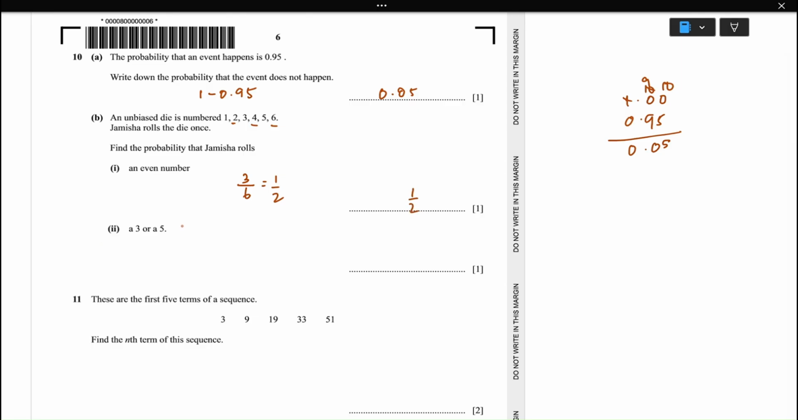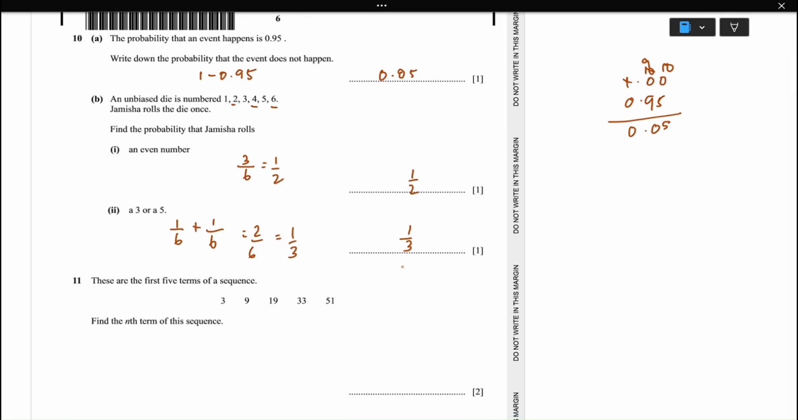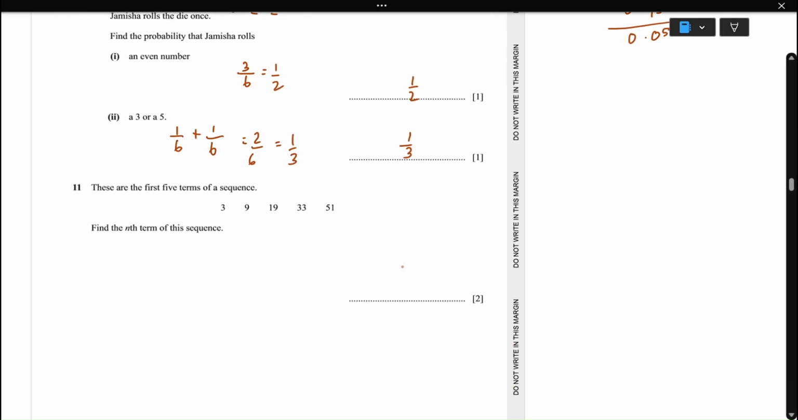Next, a 3 or 5. First, we'll take a 3. A 3 is going to be 1/6, and or means it is going to be plus. Then again 5, again 1/6, which is going to be 2/6. So 2/6, then when we simplify, we'll get 1/3. The answer is 1/3.